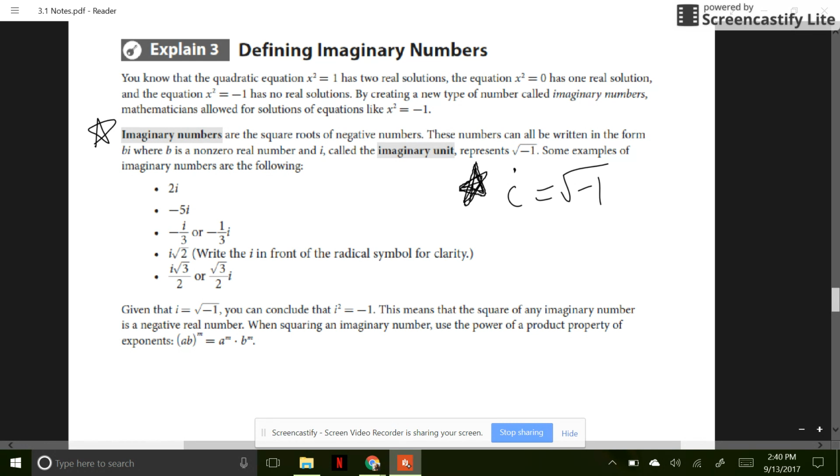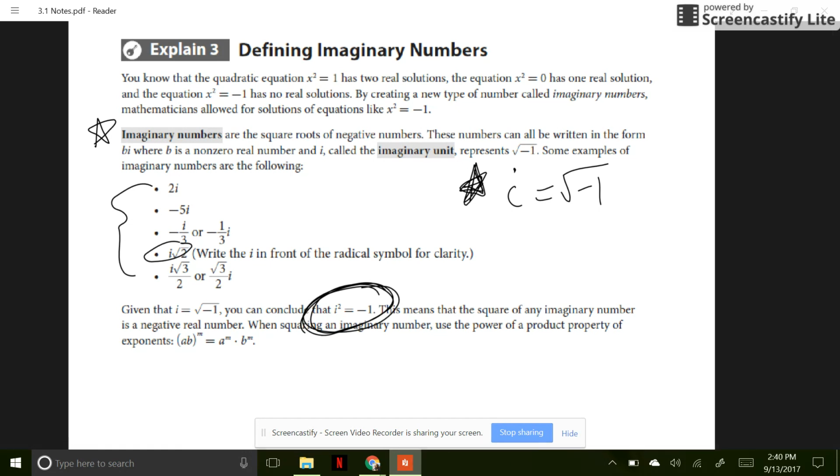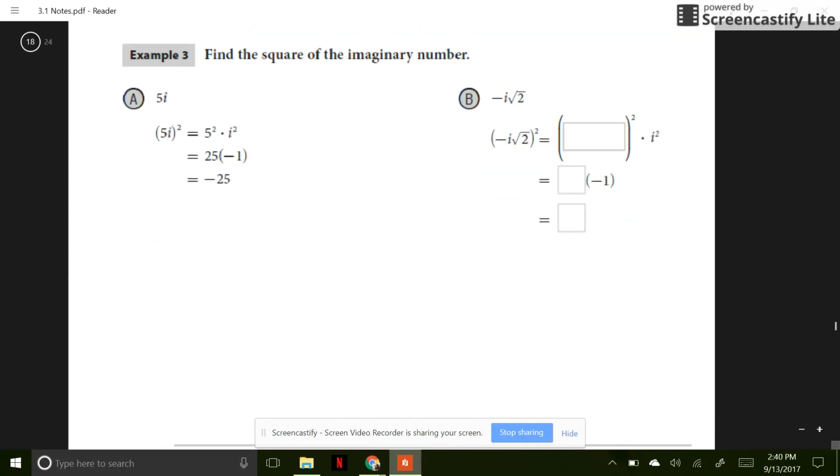And it's important to notice this, and we write our i's a little weird, kind of backwards here, just so that we can differentiate them from other units. So these are different ways we can write it. Notice that when we have it with a square root, we usually write it in front, just for clarity. Now, since i is the square root of -1, that means that i squared is equal to -1. So the square of any imaginary number is a negative real number. We can use that property of exponents later on to help us out.